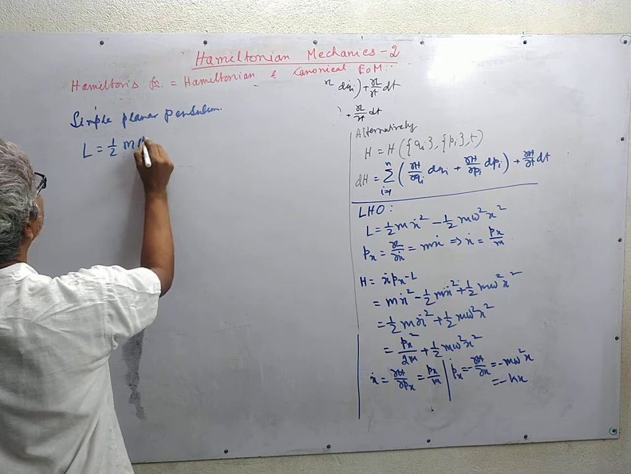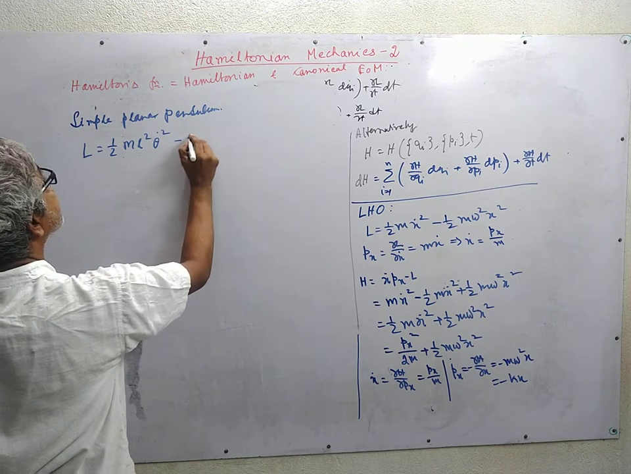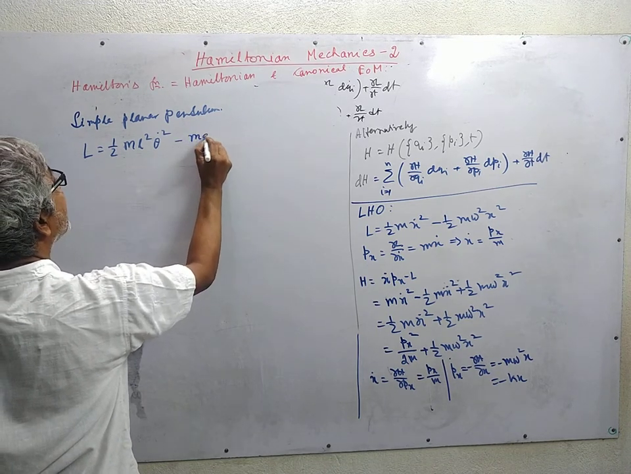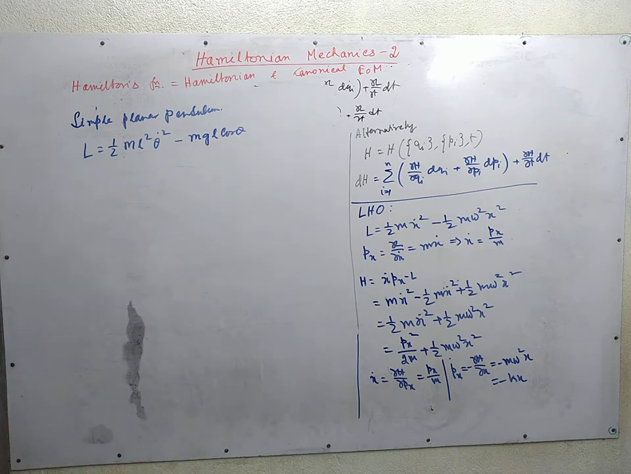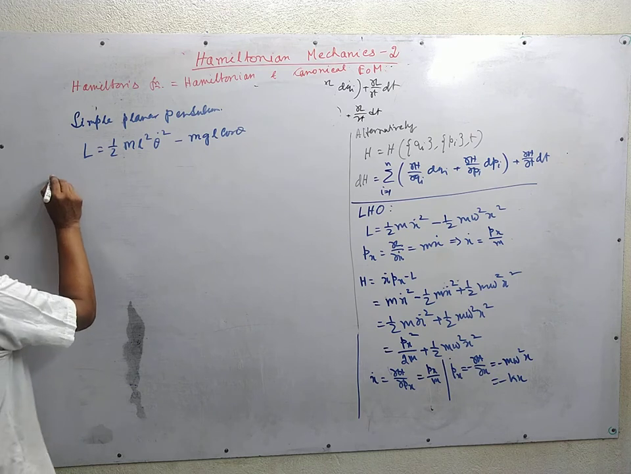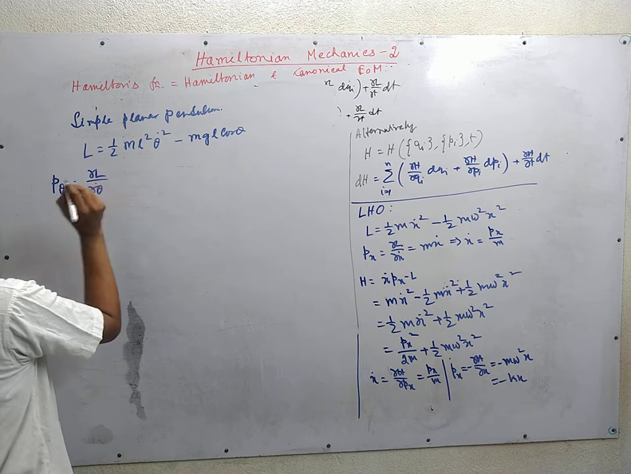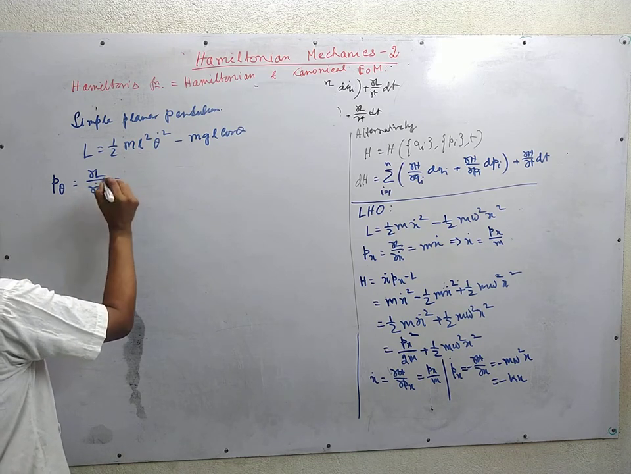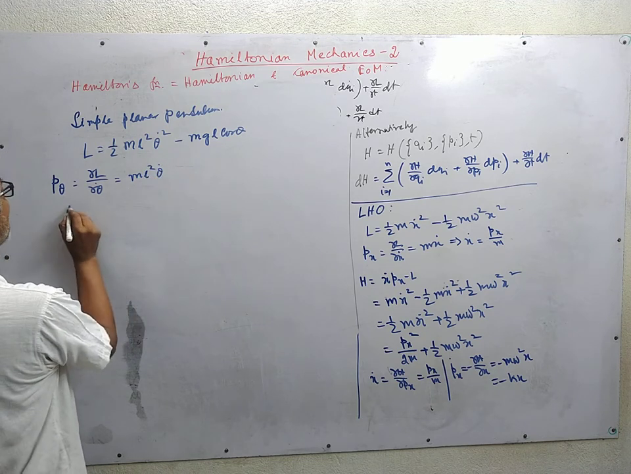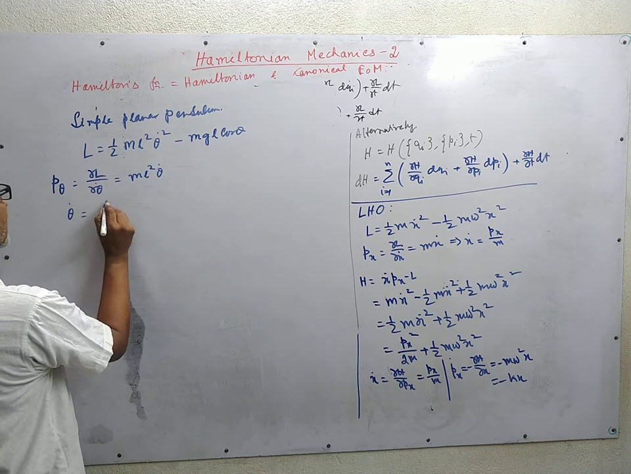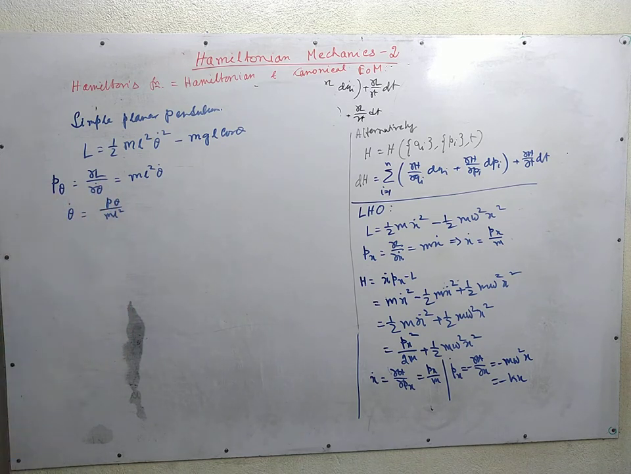half m L square theta dot square, and the potential energy was mgl cos theta. So p theta was del L del theta dot, which is equal to m L square theta dot, which also gives that theta dot is equal to p theta by m L square.